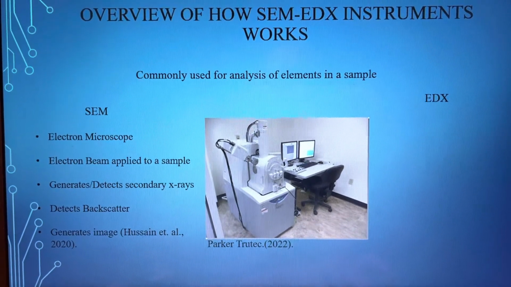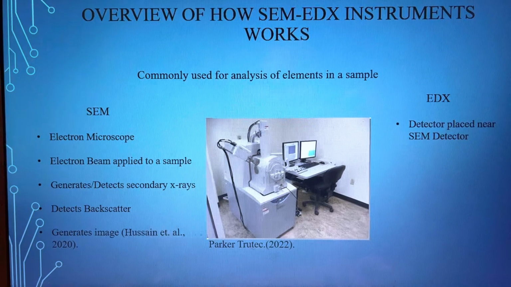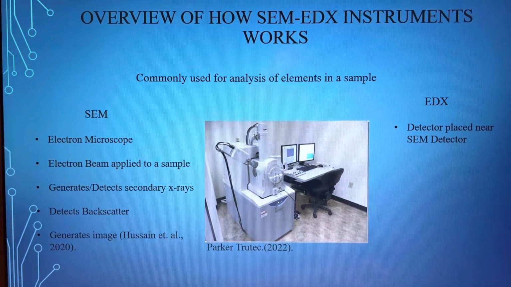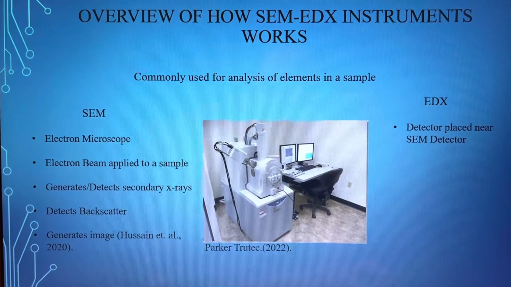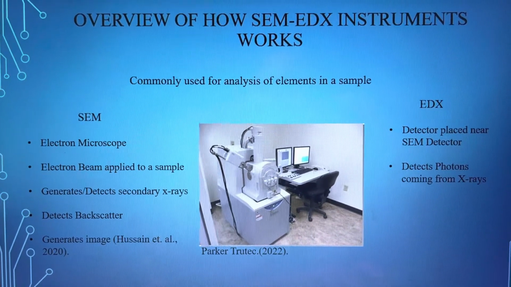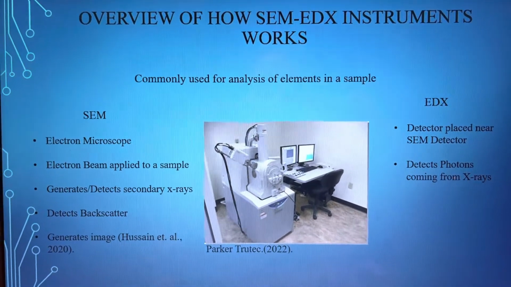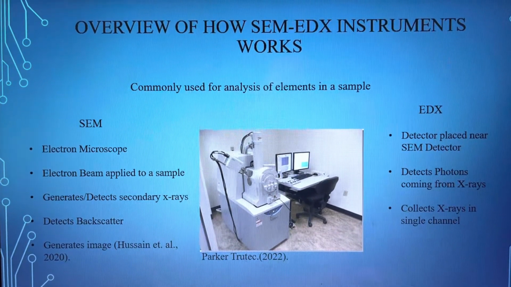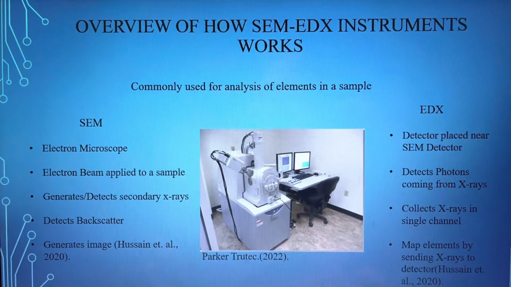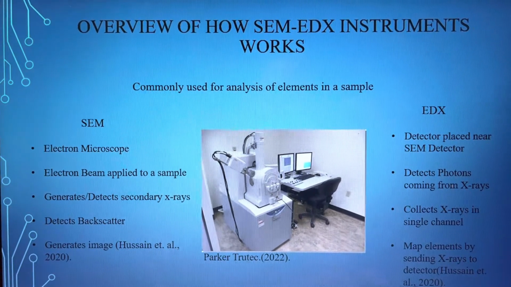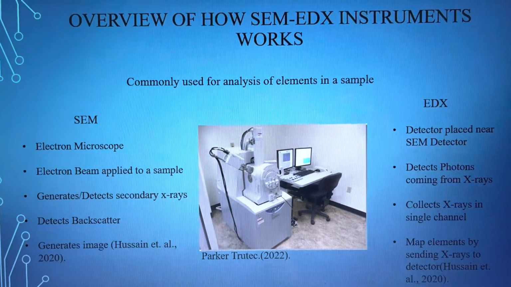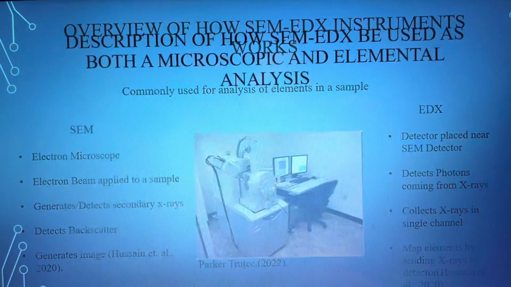So the EDX side. EDX is an addition to SEM. The EDX detector is placed near the SEM detector. This detects the photons coming from the secondary X-rays, and it collects X-rays in the signal channel, which maps the elements by sending X-rays to the detector, which produces a spectrogram of the elements.